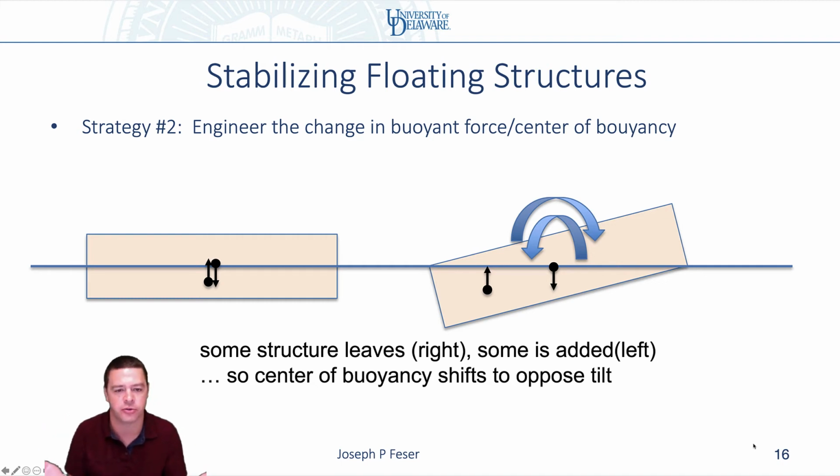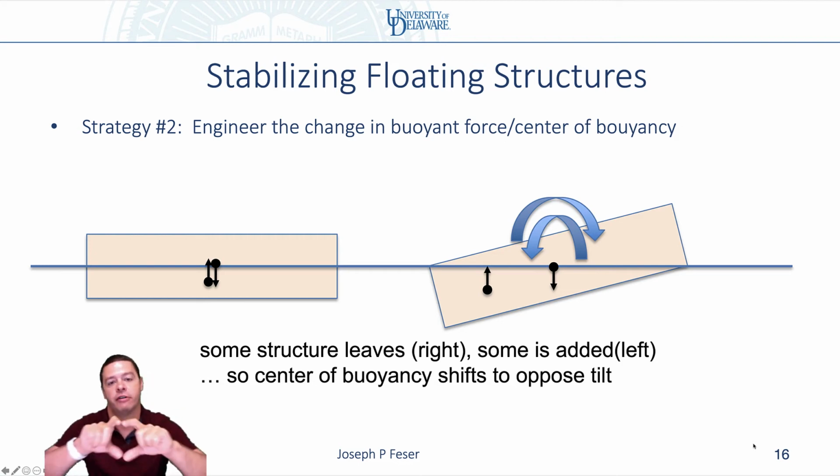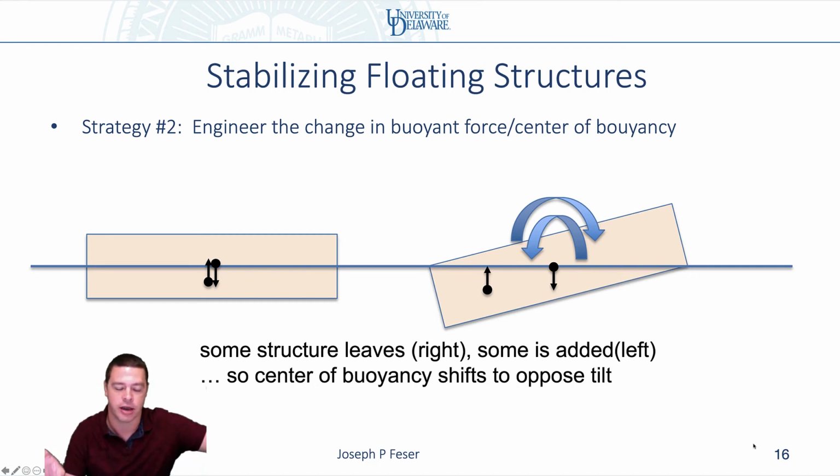I drew it as a rectangle, but you can imagine that this also works for ships. If you have a flattened ship and I tilt it to one side, more of the ship will go into the water on one side and some will come out on the other side. As long as enough of it comes out to counterbalance any shift, then you can stabilize the structure in that way. That actually allows you to build much taller structures.